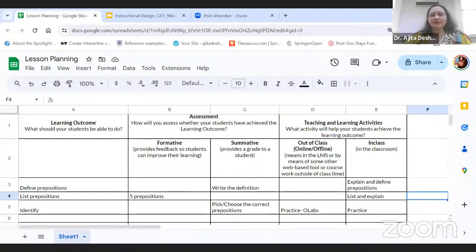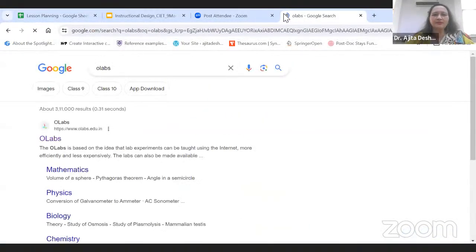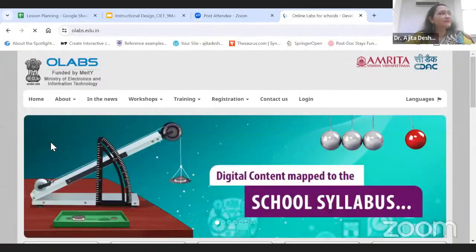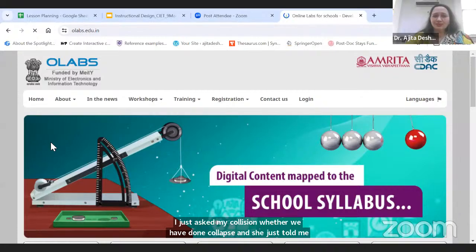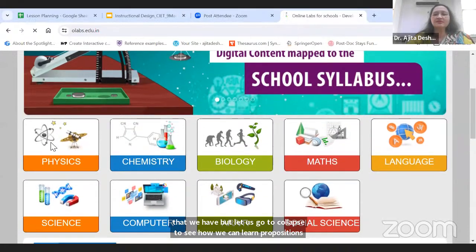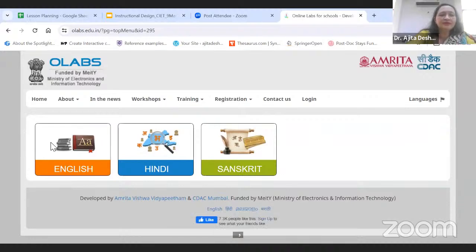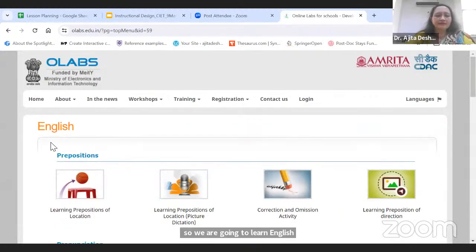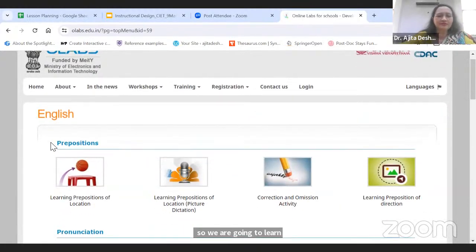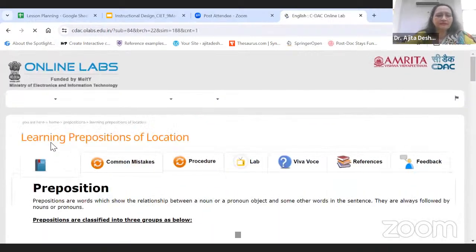I just asked my colleague here whether we have done OLabs, and she told me that yes, we have. But let's go to OLabs to see how we can learn prepositions. OLabs was done for science, is what she has told me. And of course, it is a beautiful thing for science, but it's also a very beautiful thing for languages. So we are going to learn English, and now learning prepositions of location. So I'm just going to click here.